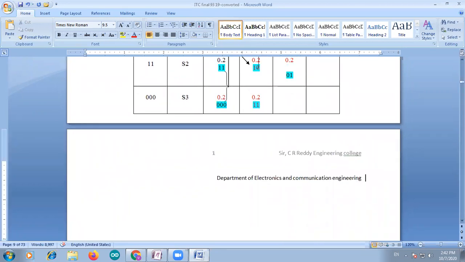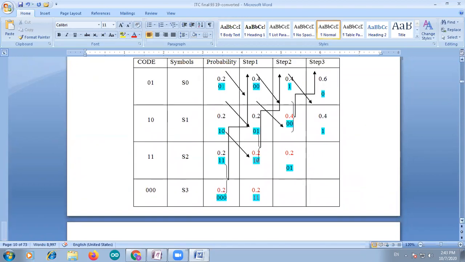So that is the case of the Huffman code. Students, please practice the Shannon-Fano code and Huffman code problems. I have sent my material to you, for practicing more problems.